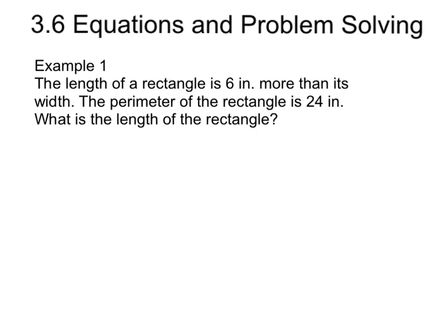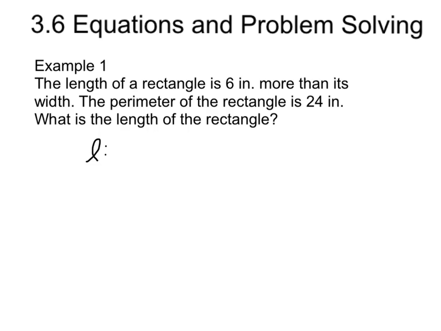All right, example number 1. The length of a rectangle is 6 inches more than its width. The perimeter of the rectangle is 24 inches. What is the length of the rectangle? Step 1, and I will hound this over and over again. Define the variable. Tell me what you have to find. It says, what is the length of the rectangle? What is the length? So, let's write this down. We need to know what the length is.